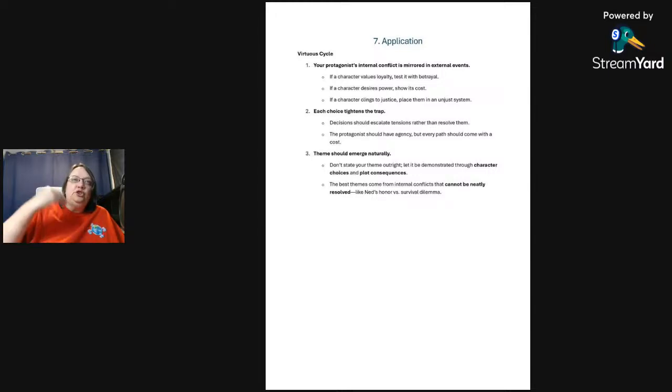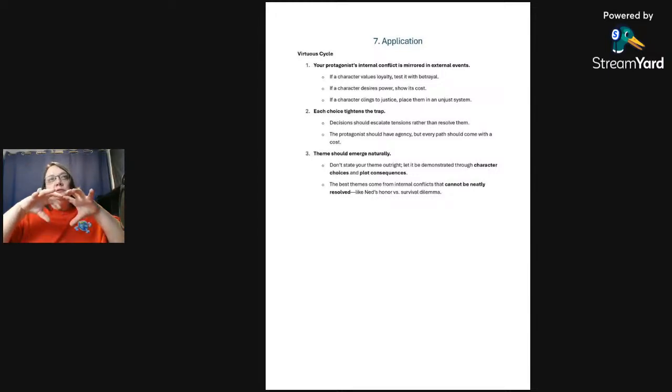And then each choice needs to tighten the trap around them. Decisions should escalate tensions rather than resolve them. The protagonist should have agency. This is very important. Don't let them be just dragged along by the plot. They must make decisions, and those decisions must impact the external events, the plot events. And every path, every choice that they make should come with that cost, that internal cost.